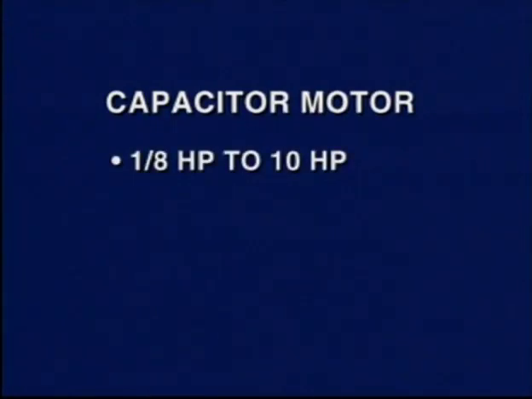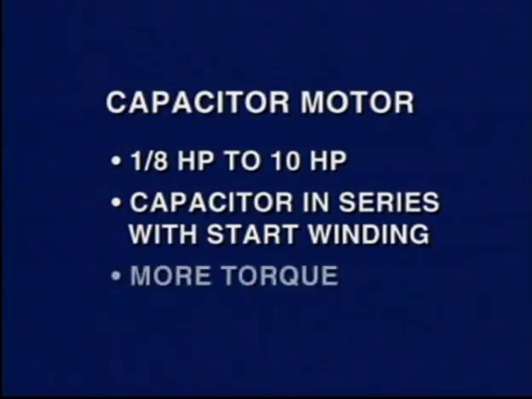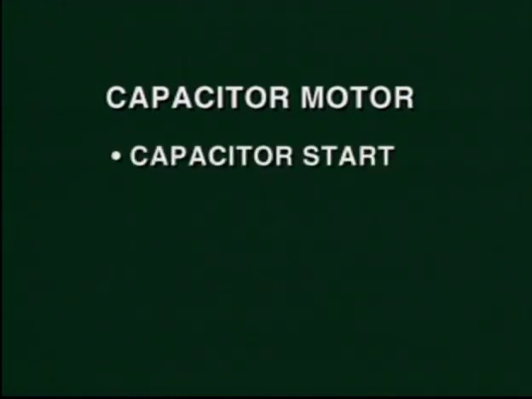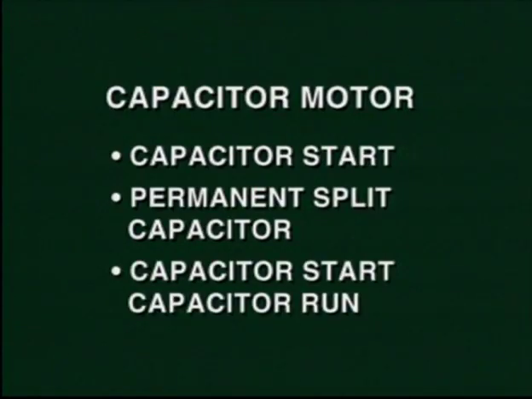The capacitor motor is a single-phase motor and can be anywhere from 1/8 horsepower to 10 horsepower and has an additional capacitor component in series with the starting winding. This capacitor helps the motor provide more torque at start than the split phase. Among most common capacitor motors, we have the capacitor start, the permanent split capacitor, and the capacitor start, capacitor run.